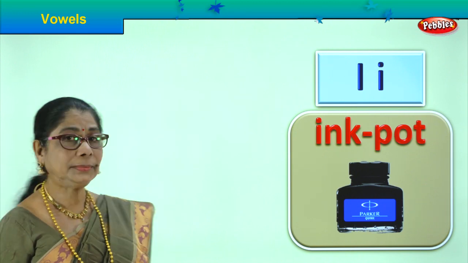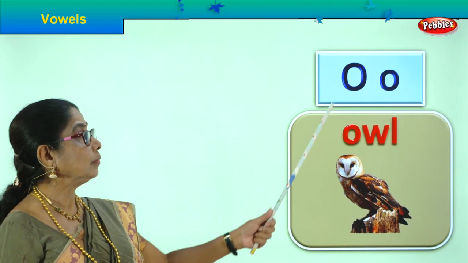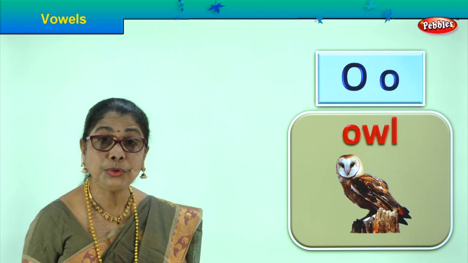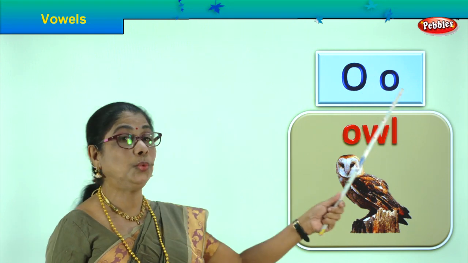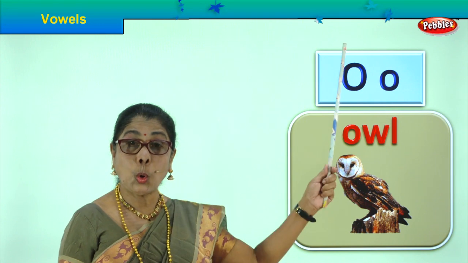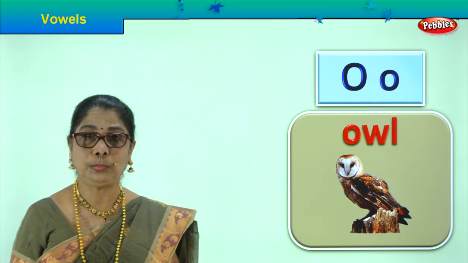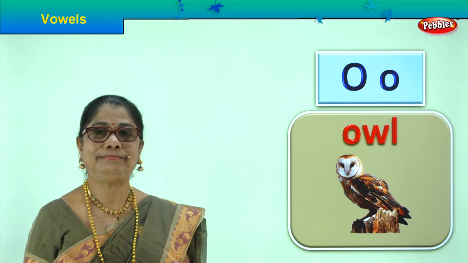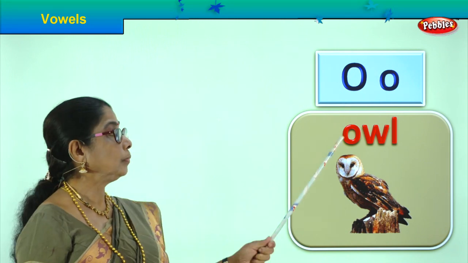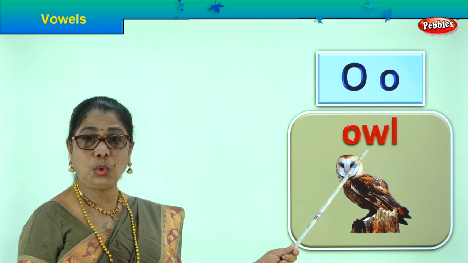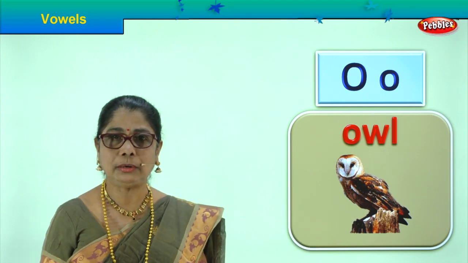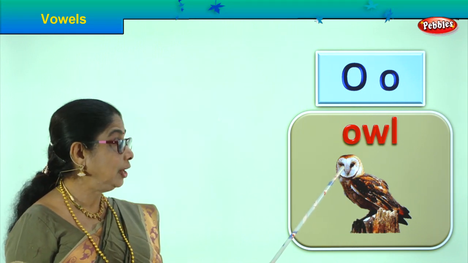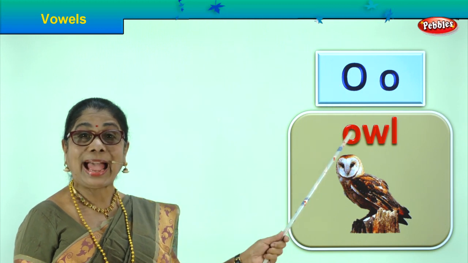Let's take a new picture. This is the fourth vowel. And what letters do we have here? Capital letter O and small letter O. The fourth vowel. What's the sound of O? O. Owl. O-W-L. Owl. Look at the picture of an owl. It's a night bird. Look at his eyes, hardly open. O. Owl.